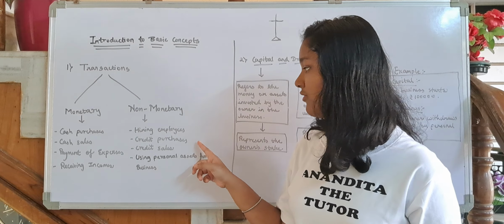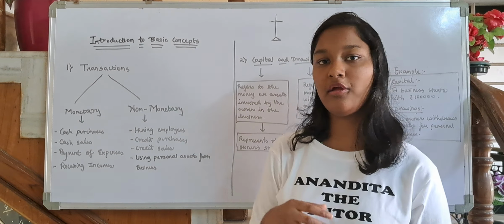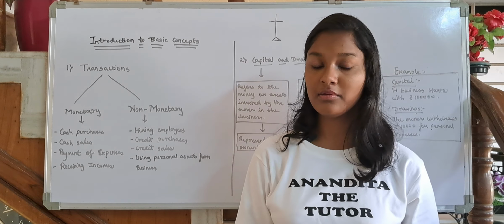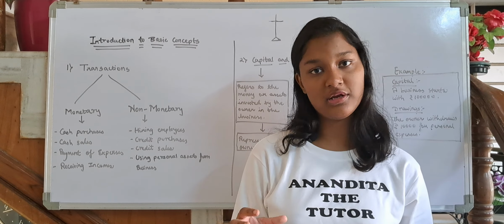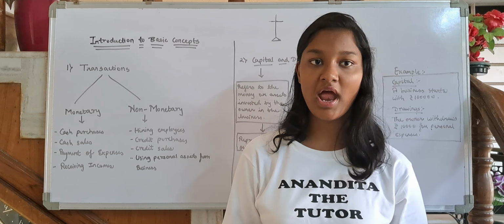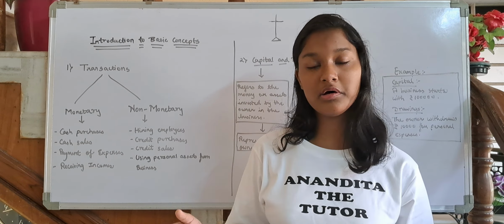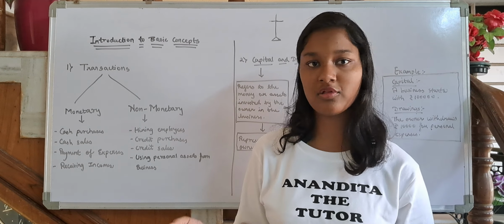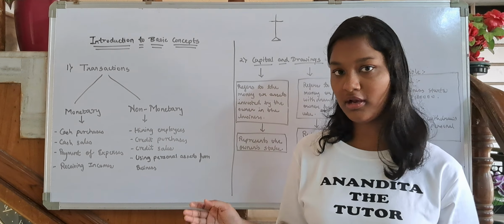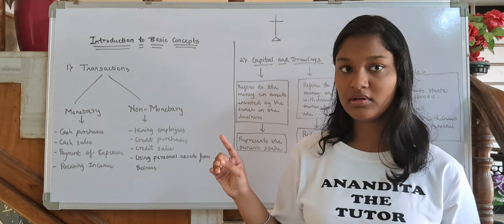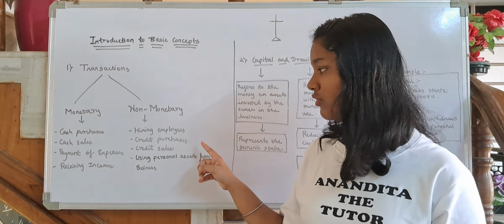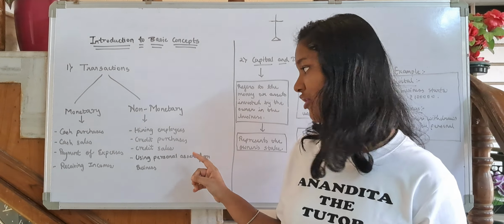The second one is credit purchases. As I said, I went to a grocery store and paid money, so it included money. That's why it was a monetary transaction. But if I purchased groceries and did not have money, and told the shopkeeper that I will pay you in the future, that is a credit purchase. That credit purchase will be a non-monetary transaction. At the same time, for the shopkeeper, it was a credit sale, so a credit sale is also a non-monetary transaction.